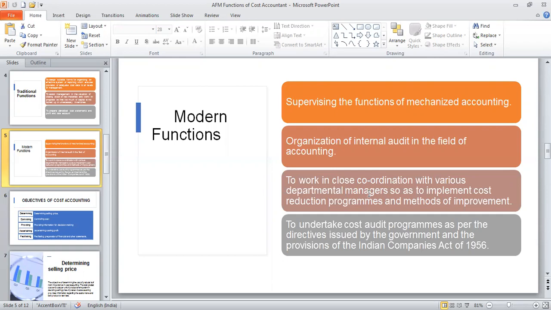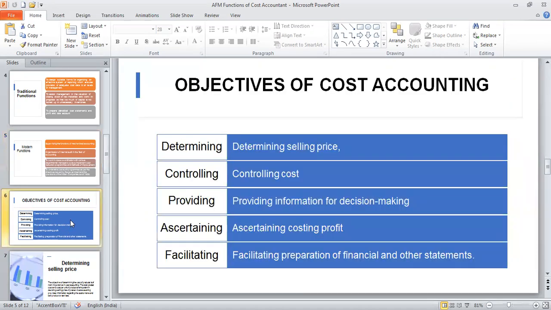So as per that Indian Companies Act, as per the direction of the government, right? Or the instructions and guidelines formulated by the ICWAI, right? So as per the directions, we have to prepare all the cost accounting records. All these are the various modern functions of cost accountant, right? So this is all about various traditional and modern functions of cost accountant. Okay, so with that we have finished what are the various functions of cost accountant.